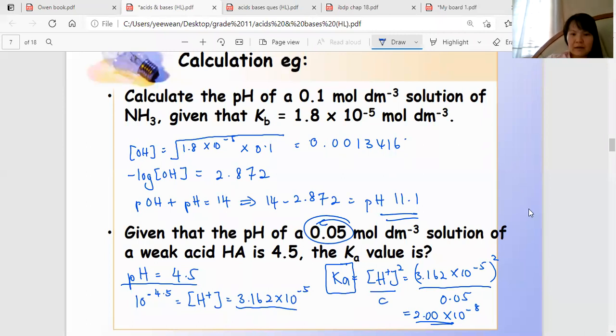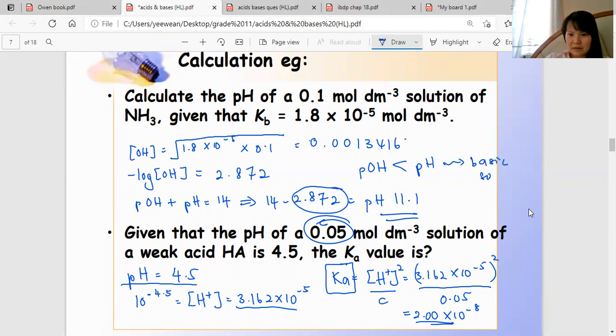So we can conclude that if pOH is smaller than pH, it's a base solution. Okay, and if the pH is smaller than pOH, then it's an acidic solution.